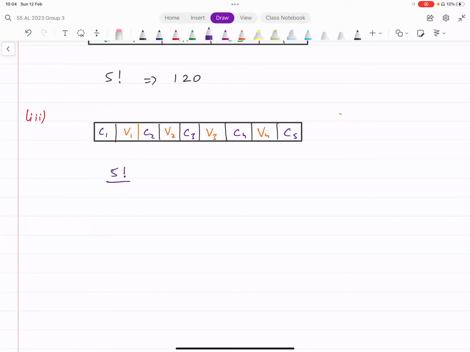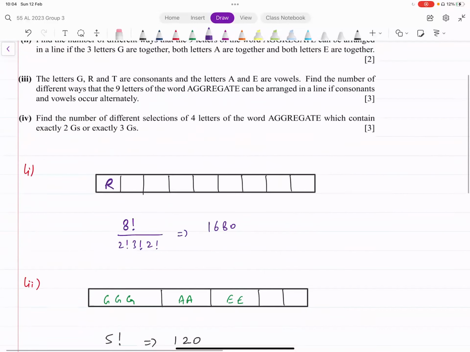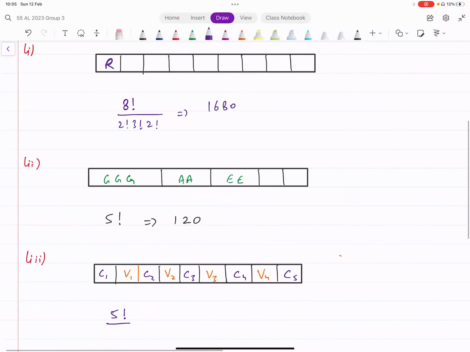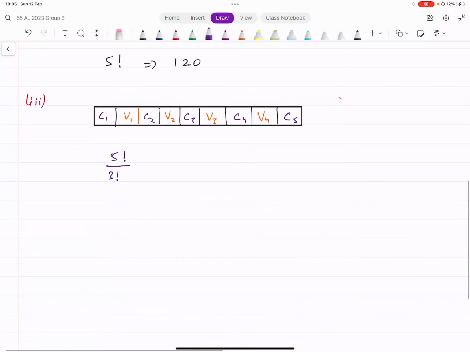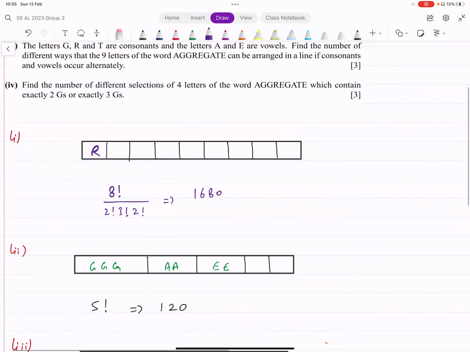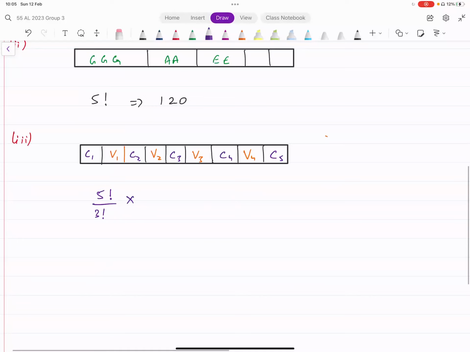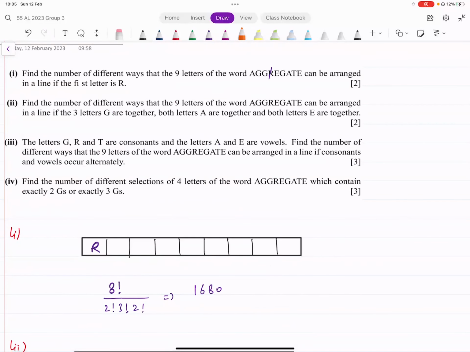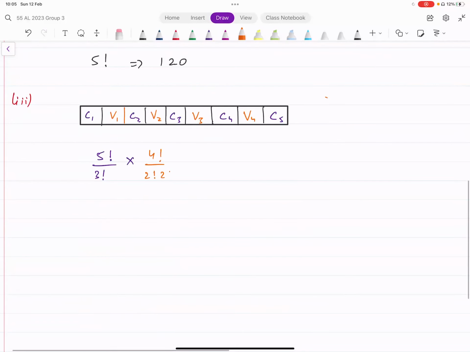But now, how many of them are identical? Aggregate was the word, so there are 3 G's. Because of the 3 G's, you divide by 3 factorial. Then what about the 4 vowels? Their arrangements are 4 factorial. But then how many of them are repeated? We have 2 A's and 2 E's. Because of that, we divide by 2 factorial and divide by 2 factorial again. And that gives us the result. What's this number? 120. So that's the third part.